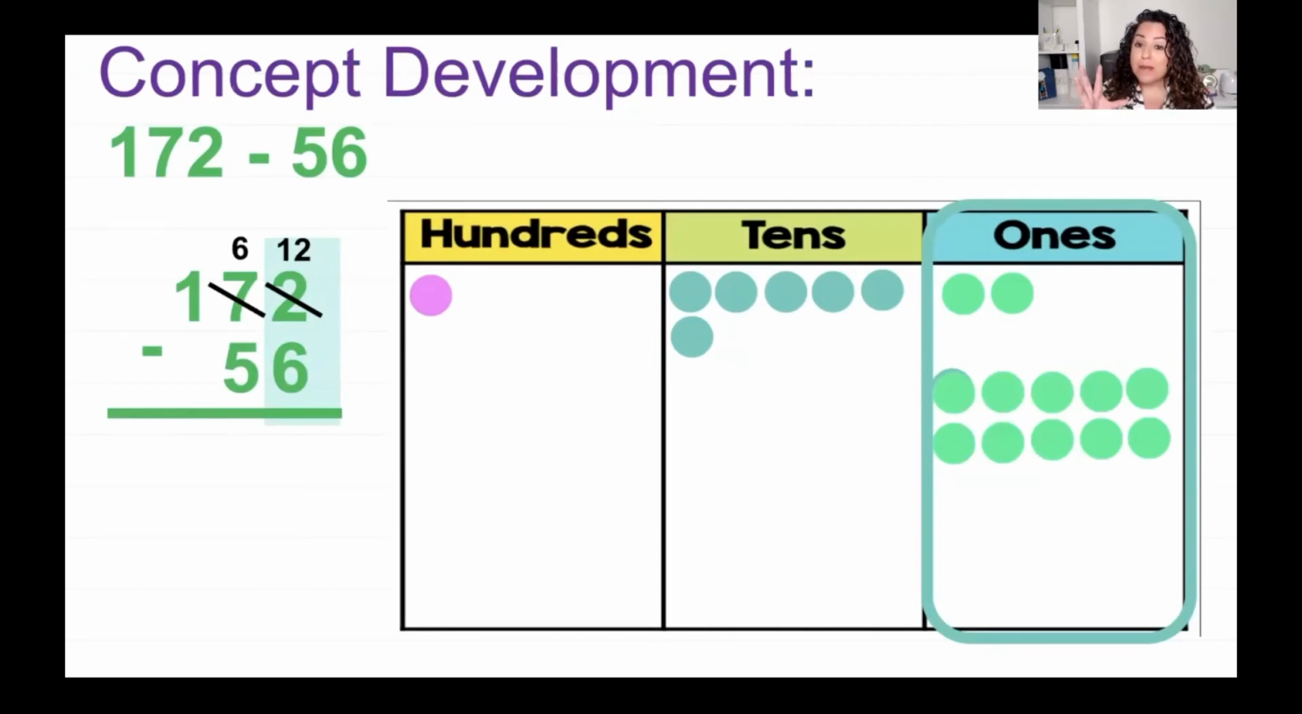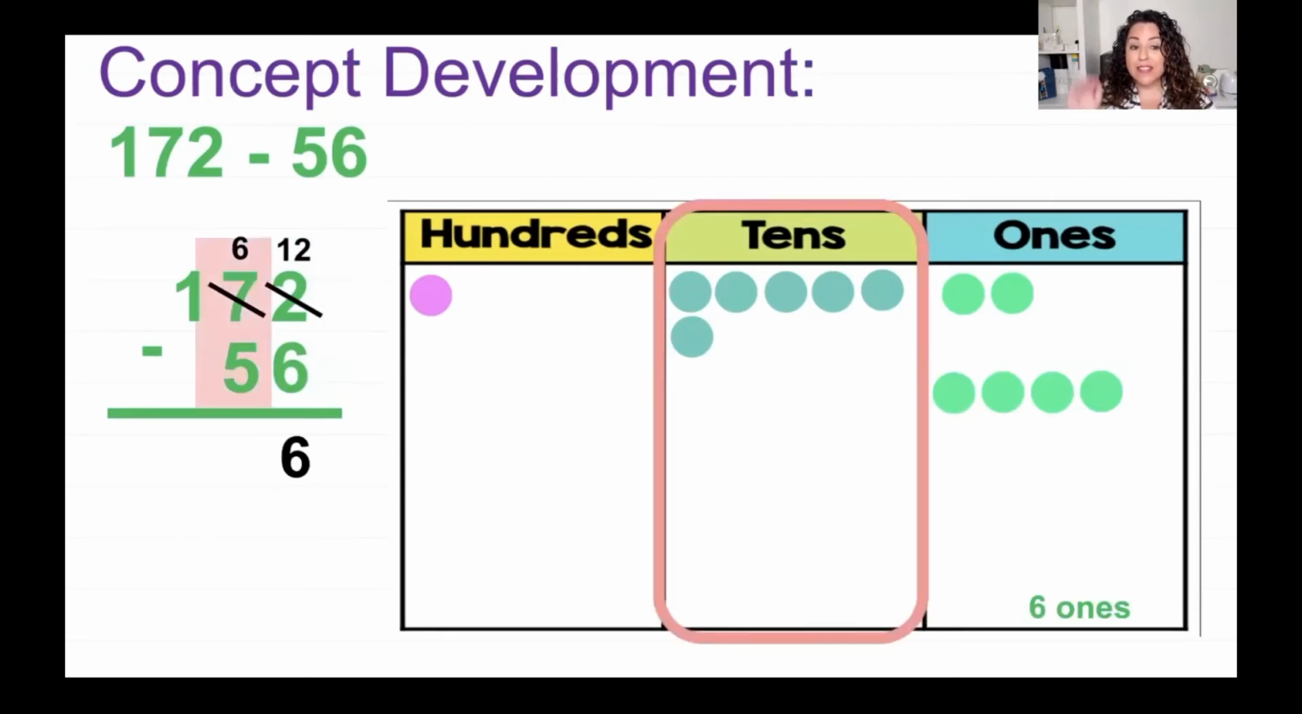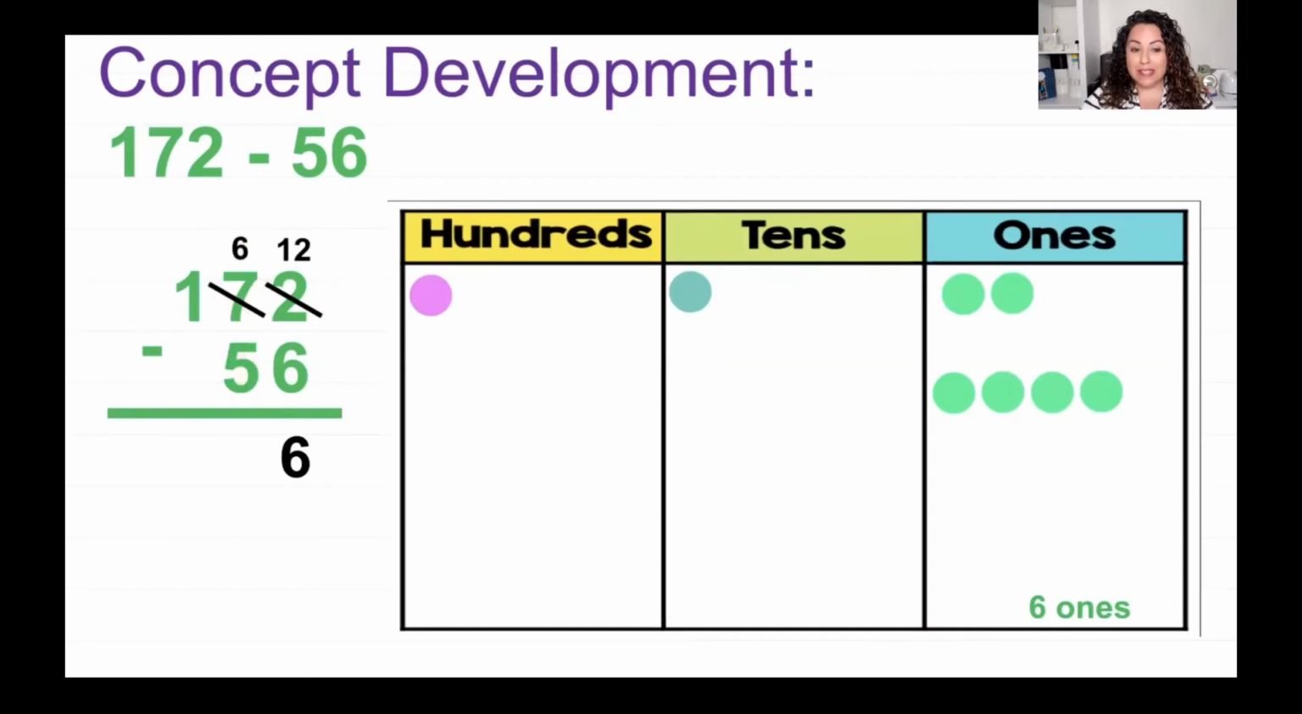So when I look at my ones place, I now have 12 ones and I need to take away 6. I can do that. So let's go ahead and take away 6. And that leaves me with 6 ones. Now let's look at my tens. I have 6 tens left and I need to take away 5. Is that possible without unbundling? Yes, it is. So let's go ahead and subtract, and I am left with 1 ten.